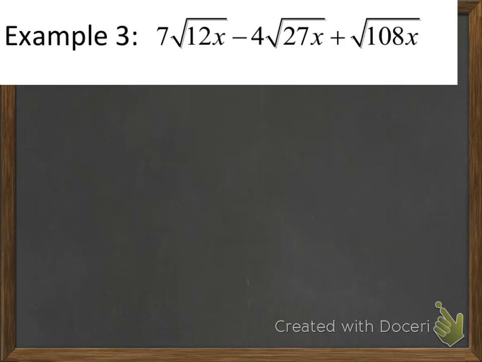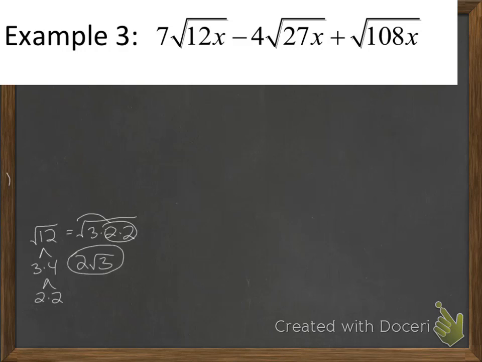All right, let's do another example. So again, we have 3 different numbers. We have 12. So 12 is 3 times 4. 4 is 2 times 2. So the square root of 12 is equal to the square root of 3 times 2 times 2. One 2 escapes, so we can rewrite the square root of 12 as 2 square roots of 3.